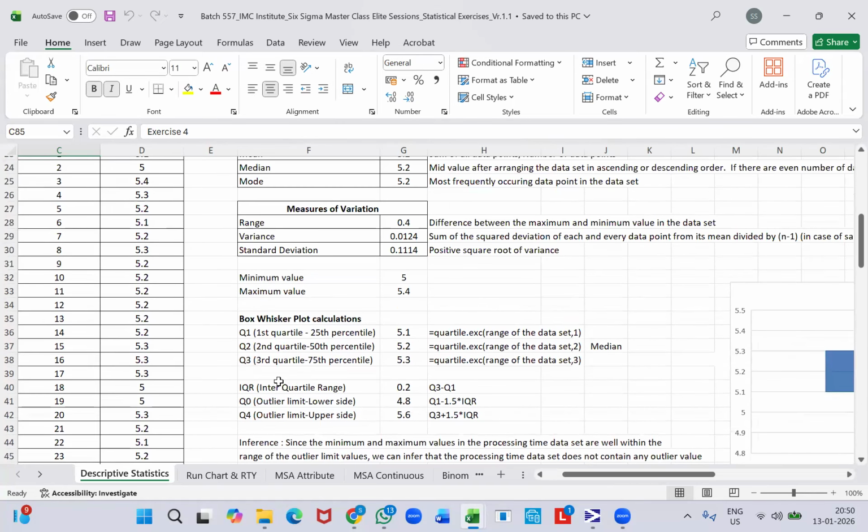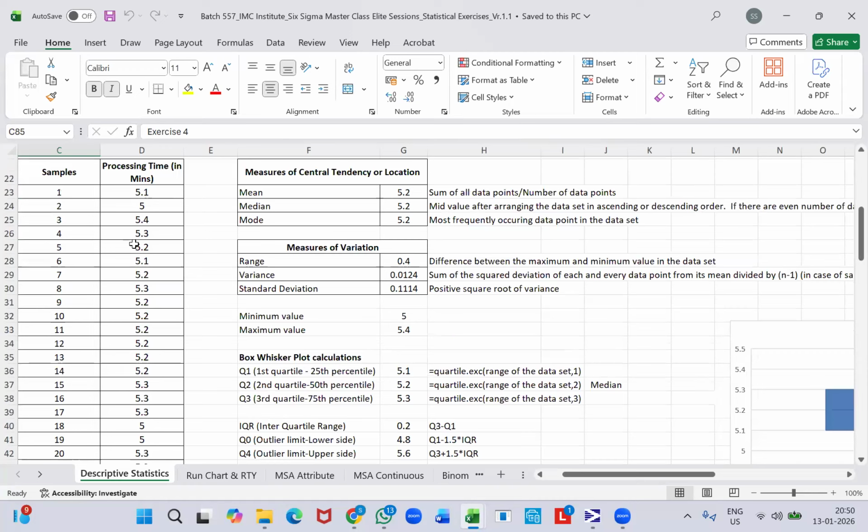Yesterday, we missed out solving this exercise using our AI tool. So let us perform the descriptive statistics calculations using the AI tool. Let me copy paste the entire table.